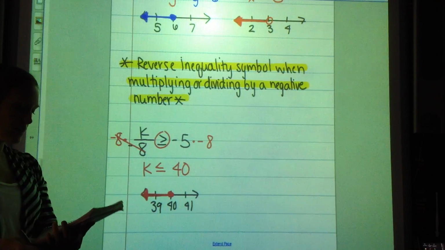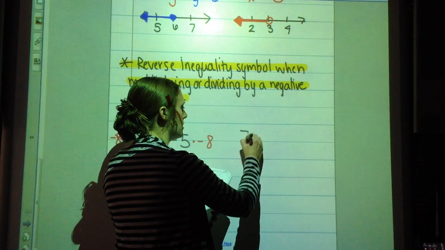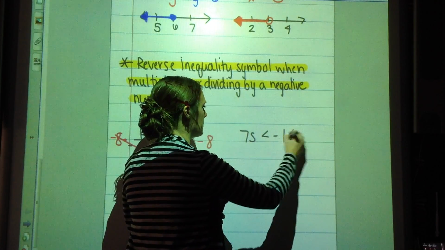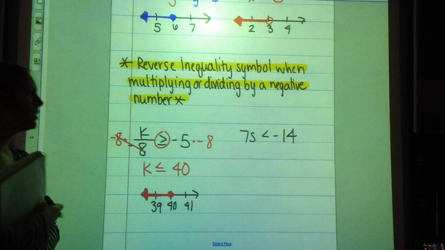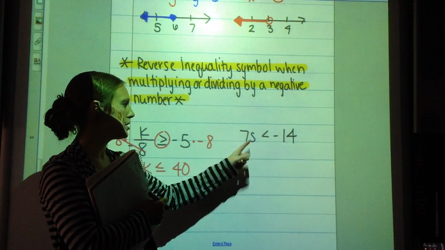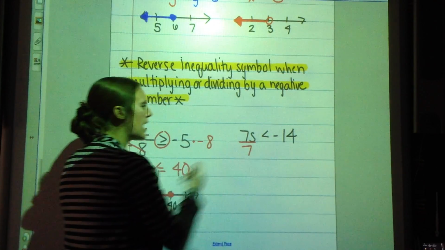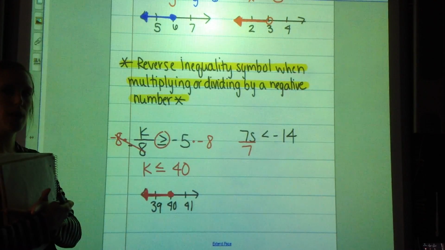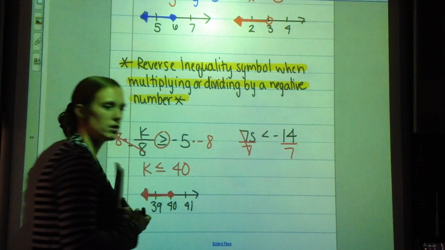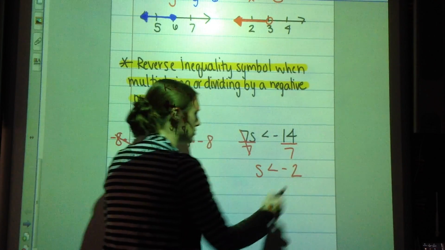Okay, let me just give you an example when you would not switch the inequality symbol. 7s is less than negative 14. My goal is to isolate the variable, so I'm going to do the inverse operation. Opposite of multiplying is dividing. You see that I'm not bringing a negative over this time. I'm just bringing a normal number over. This is when you do not switch the symbol, it just stays. S is less than -2.